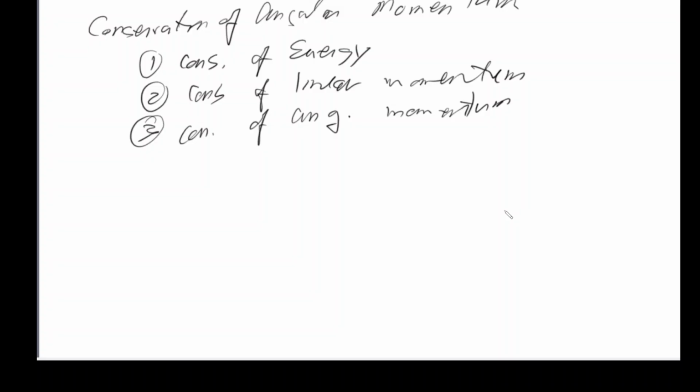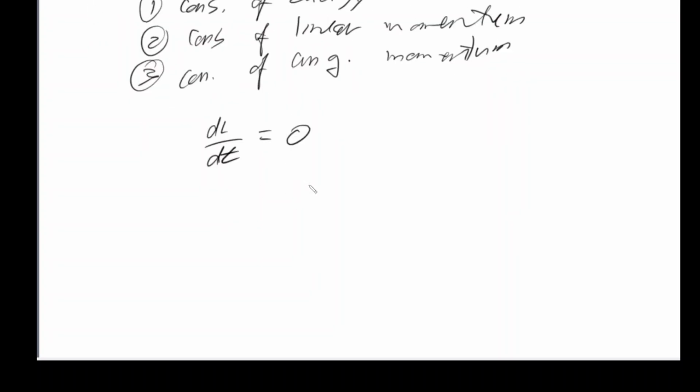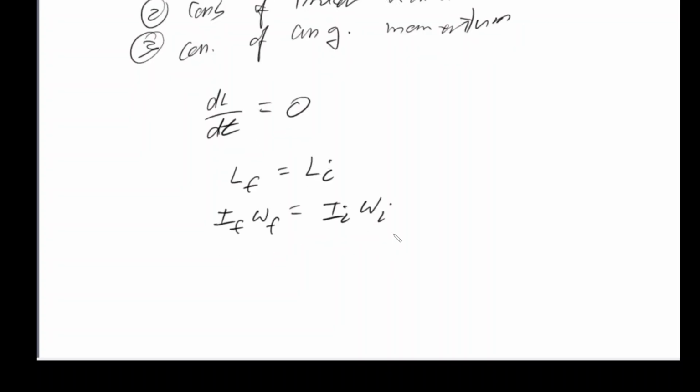Conservation of angular momentum states that if there are no external forces or torque, then angular momentum is constant. In other words, dL/dt equals 0. Or final angular momentum equals initial angular momentum, or final inertia times angular velocity equals initial inertia times angular velocity. And this applies in each of the x, y, z directions.